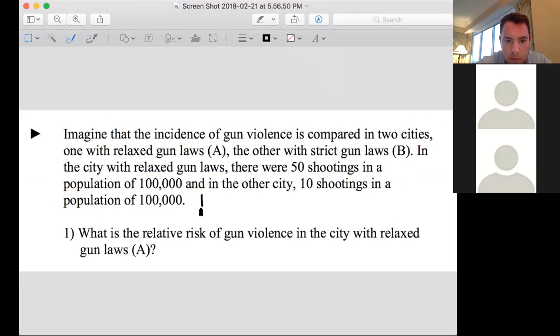So we can put it into our formula, right? The relative risk is equal to the probability of the event occurring given exposure divided by the probability of the event occurring given not exposed, right? So let's go about calculating this. How do we calculate this?